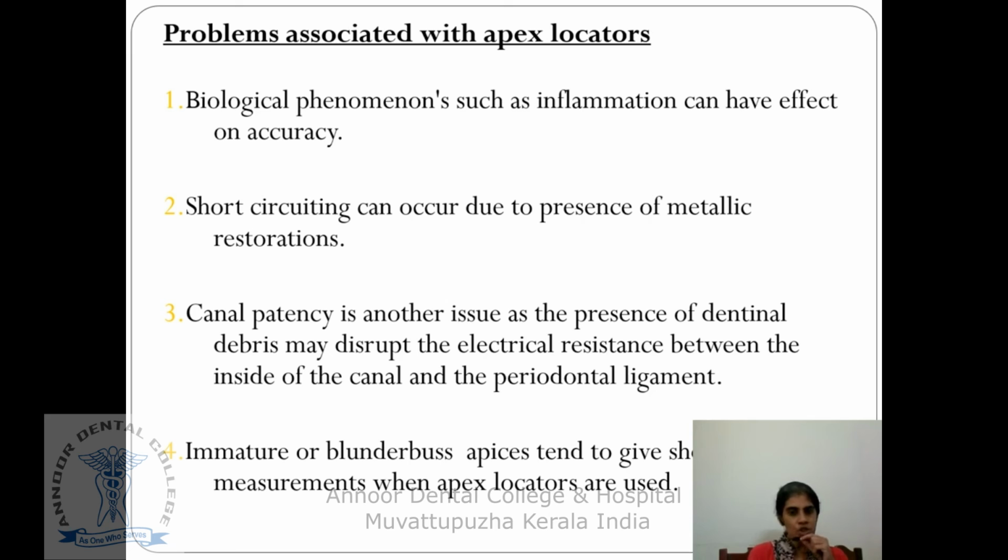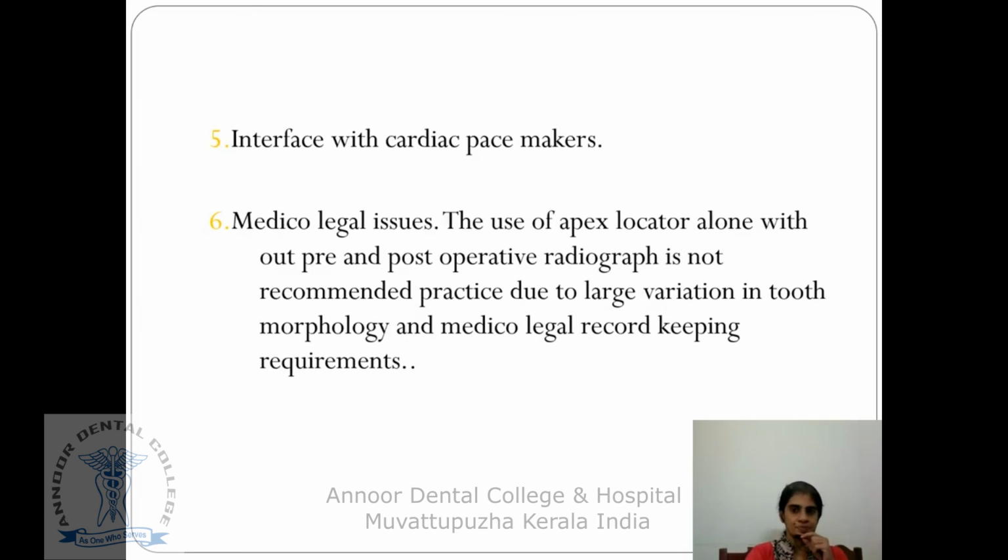Next is the immature or the blunderbuss apex. Especially, we saw that in a blunderbuss canal, the dentine thickness is not uniform. You will not have a proper apical constriction in a blunderbuss canal, so it tends to give a wrong reading. And some apex locators will interfere with cardiac pacemakers. The recent ones will not have such issues.